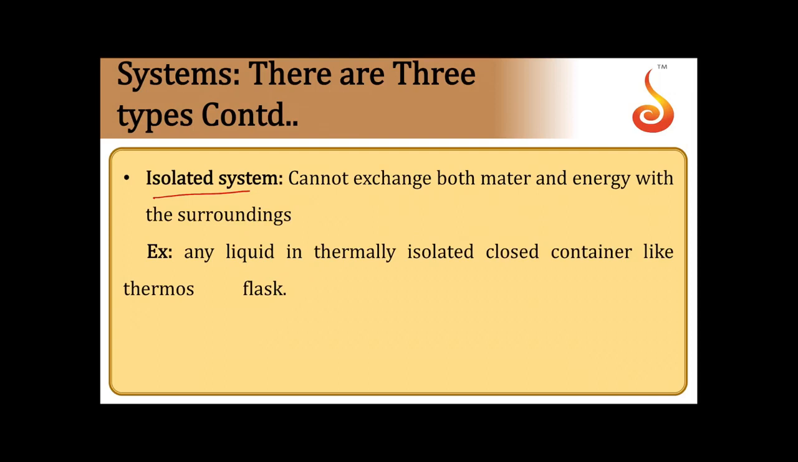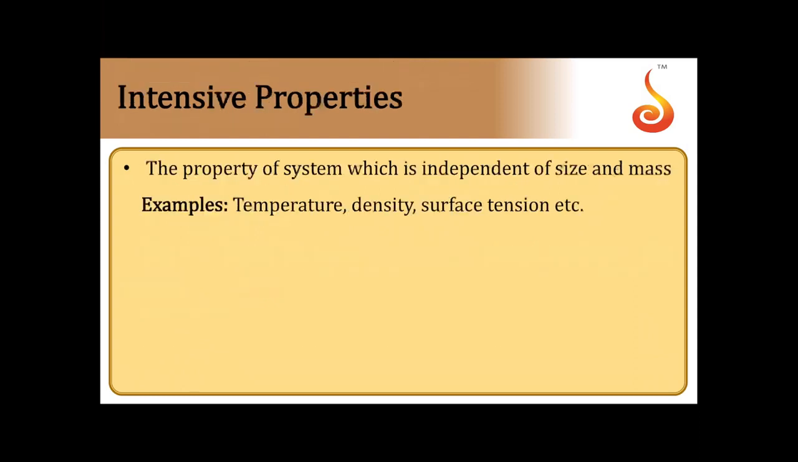Isolated system. It can exchange neither matter nor energy with the surroundings. So any liquid in a thermally isolated closed container like a thermos flask. In a thermos flask, heat cannot be exchanged. If it is closed, even matter cannot be exchanged. Such a system can be called an isolated system. So three systems we have.